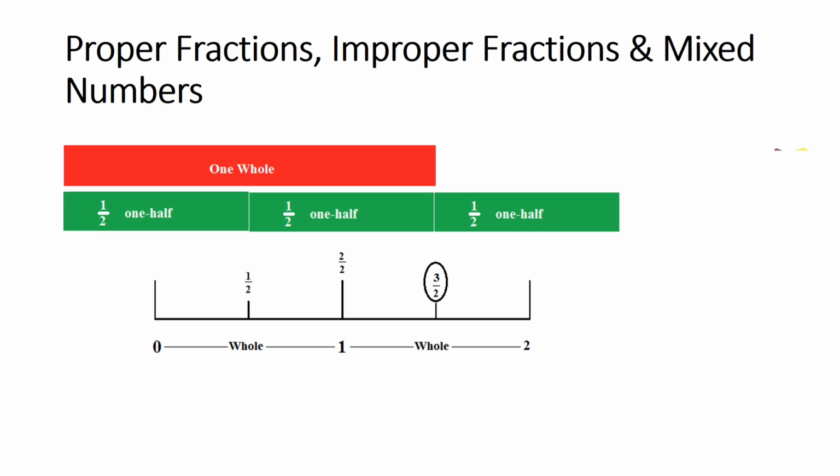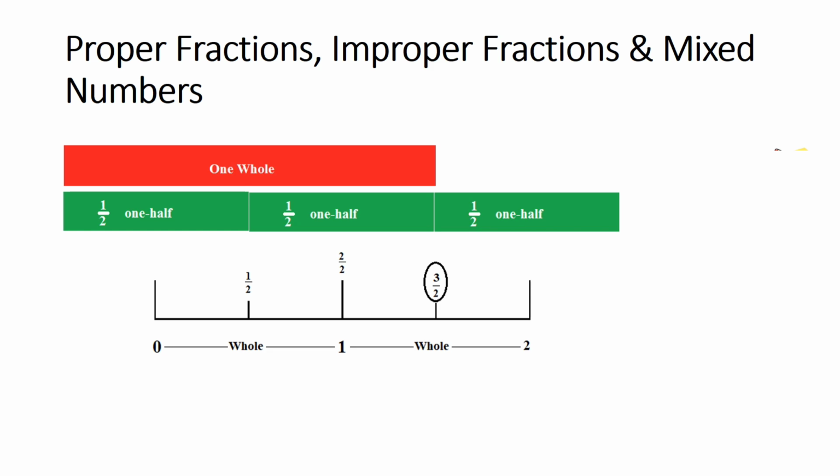Here we have a whole being between 0 and 1, and another whole being between 1 and 2. But since we have 3 halves, it would be equal to the midpoint between 1 and 2.